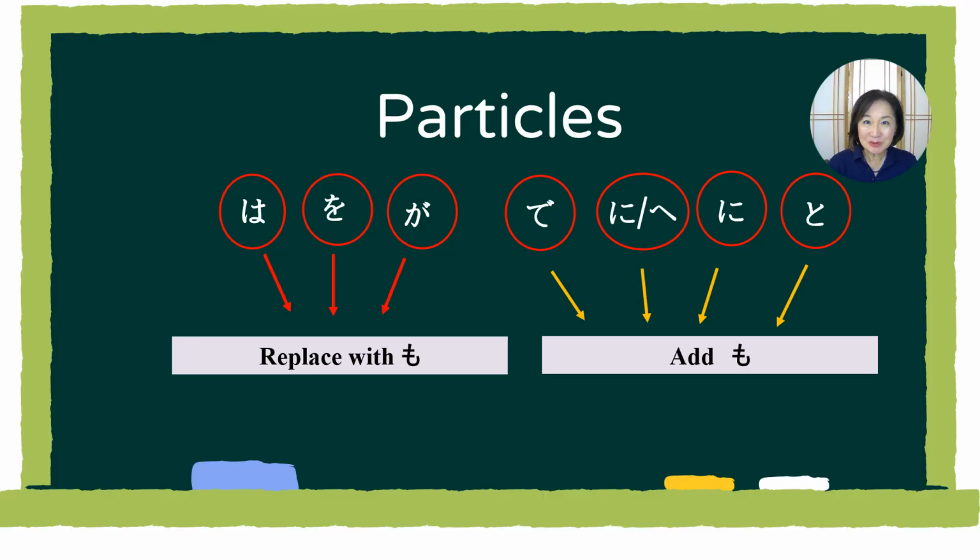So what is the rule? To put it simply, here is the conclusion. When the particle wa, o, or ga are used in the original sentence, the particle mo replaces them. However, with other particles like de, ni, or e, or another ni, which is a time reference particle, and to, the particle mo is added after the original particle, creating what we call double particles. So let's look at some examples to clarify this.